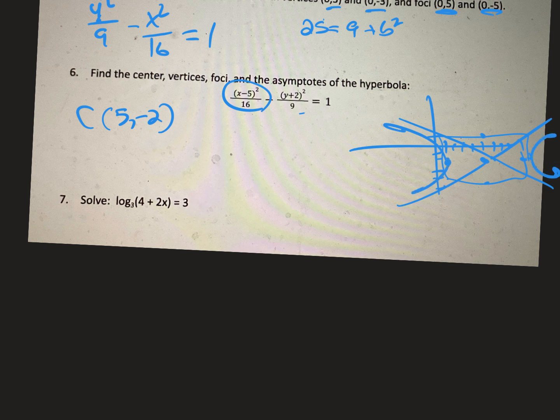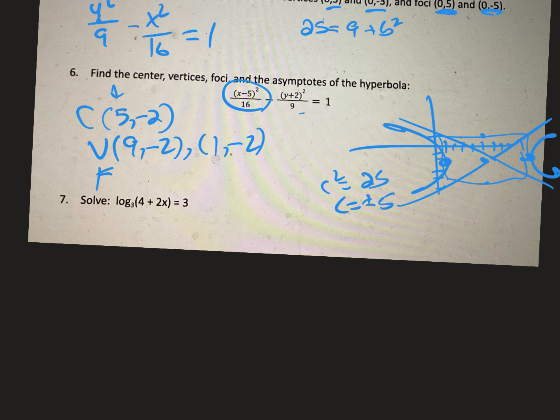My vertices are right here and here, which means I went 4 away from the 5. If I go 4 to the right of the 5, I'm at 9. If I go 4 to the left of the 5, I'm at 1. To find the foci, again, c squared is a squared plus b squared. 16 plus 9 is 25. Square root of 25 is plus or minus 5. That worked out great. That's also on the major.